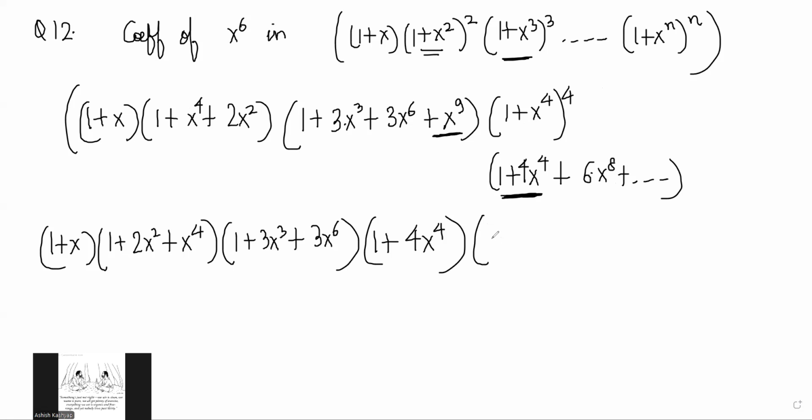And then in the next one, we'll have 1 plus 5 x power 5. That's it. The next one will have 1 plus 6 x power 6. Right? We are ignoring all the higher powers, everything higher than x power 6, everything higher than the sixth bracket here. Right? And from here, we have to find out how to get the coefficient of x power 6. Correct? Right.